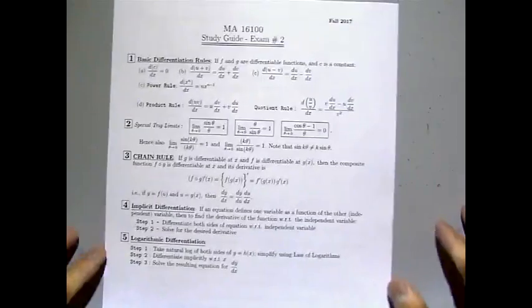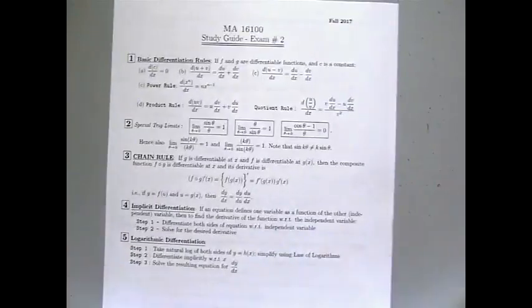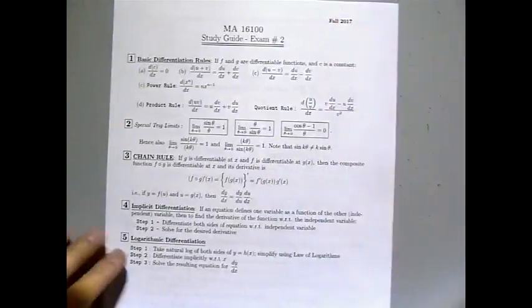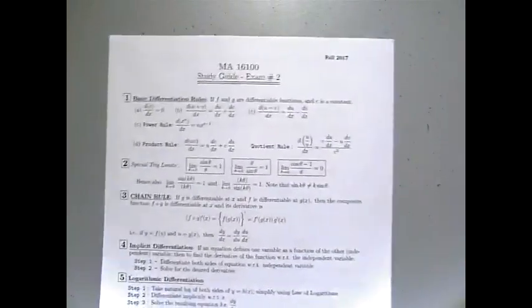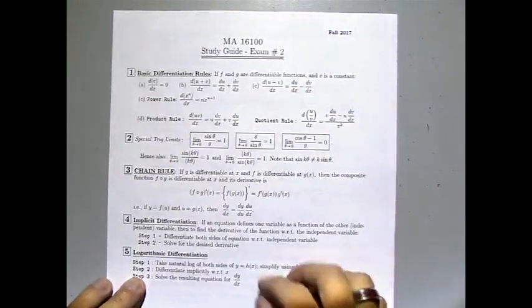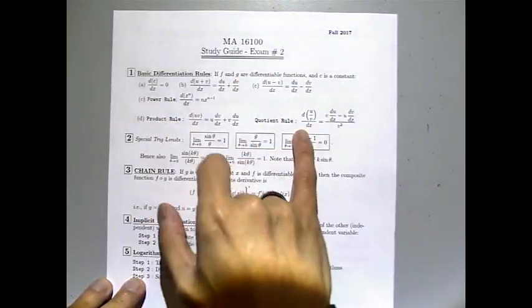Okay, so for the review today, I'm going to basically follow along the study guide I put on the course webpage. I've chosen a few problems from past exams that illustrate some of the most important things from each of these major topics that you need to know. The basic differentiation rules: you have to know the power rule, the product rule, and the quotient rule. The first problem I want to work out is on the quotient rule.